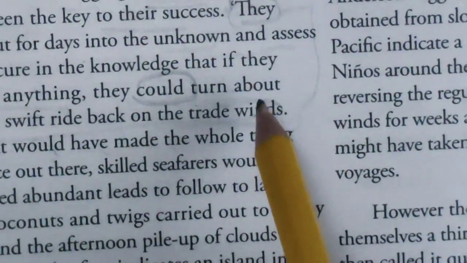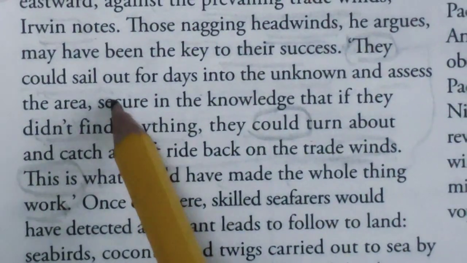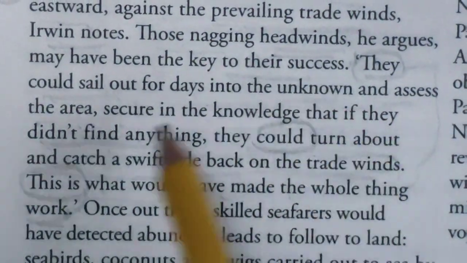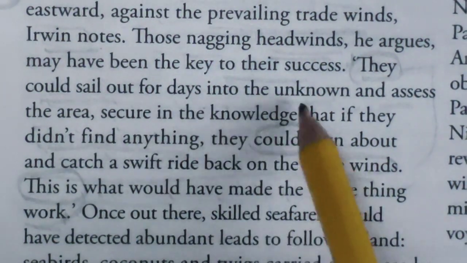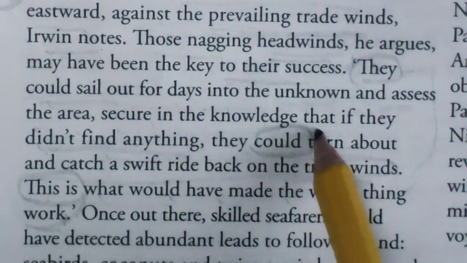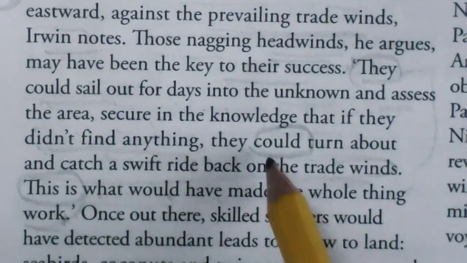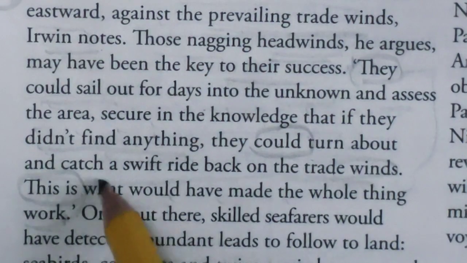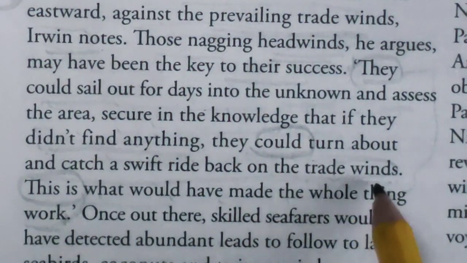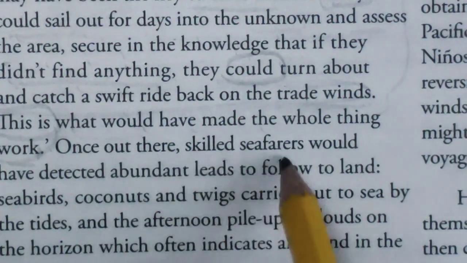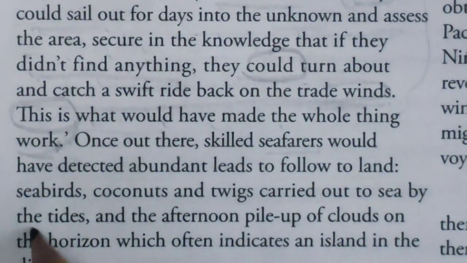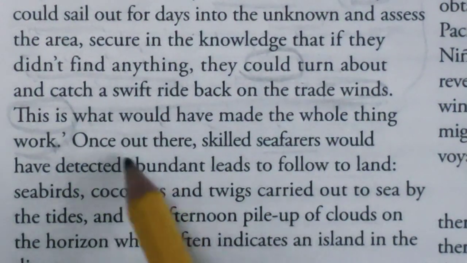So here they are saying they could sail out for days. Again, it is in the seventh paragraph. I am reading it: "they could sail out for days into the unknown and assess the area, secure in the knowledge that if they didn't find anything, they could turn about and catch a swift ride back on the trade wind." It means at that time they could go back to their homes, and then once out there, skilled seafarers would have detected abundant leads to follow to land: seabirds, and the afternoon pile-up of clouds. So these are the things they are explaining.